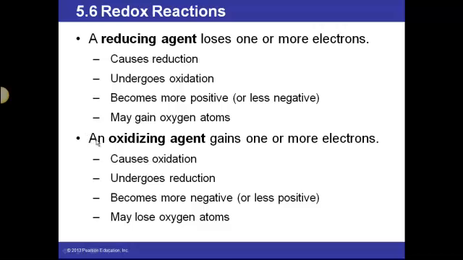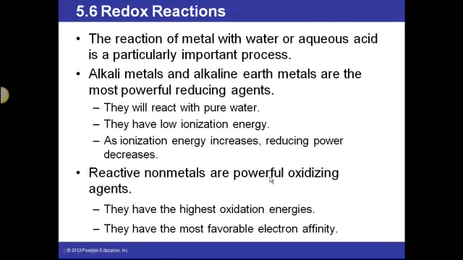The oxidizing agent is going to oxidize the reducing agent, and it's going to gain one or more electrons. So it causes oxidation, and it itself undergoes reduction. So this is the GR part of the equation. It's going to become more negative because it's gained those electrons. It also may lose oxygen in this process, and so that's one way that you can recognize if you have a redox reaction going on, is watching if oxygen is moving from one compound to another.